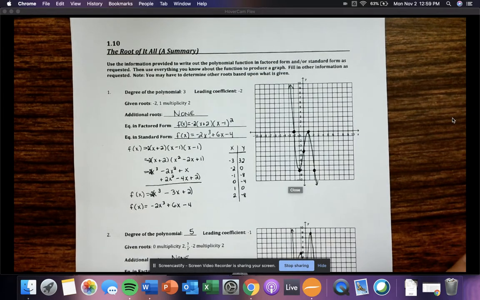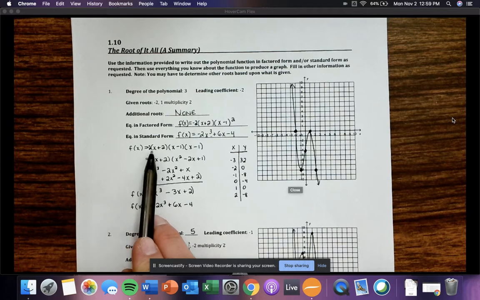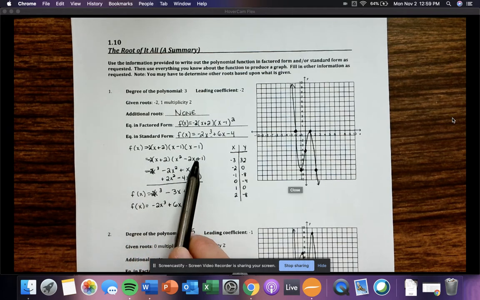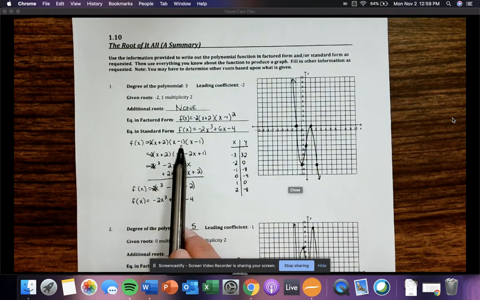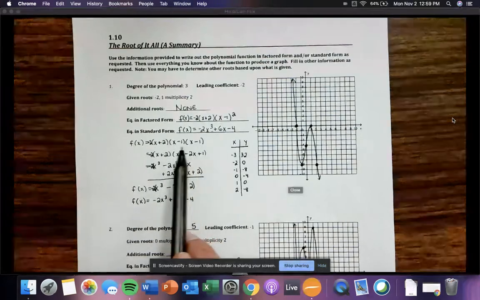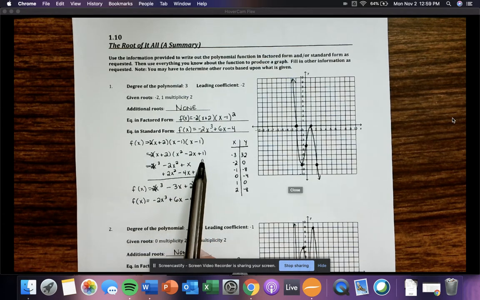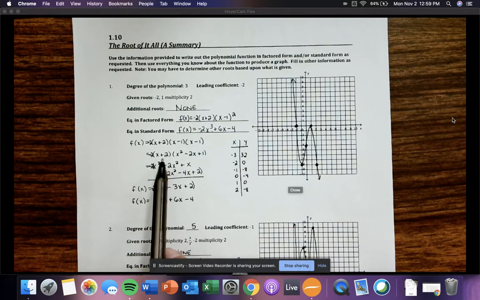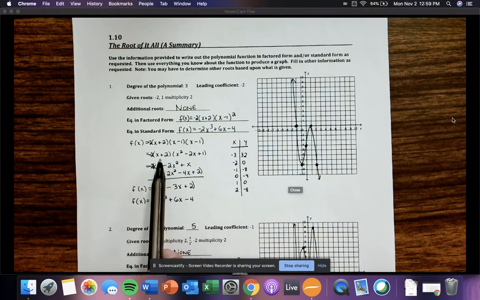Now, to write it in standard form, all we have to do is write all the factors out, and then FOIL everything together to get one concise function. So we have this x minus 1 times x minus 1. We can FOIL that out, and we end up getting x squared minus 2x plus 1. Then we have to distribute this x plus 2 inside of here. So we do x times x squared, we get x cubed.